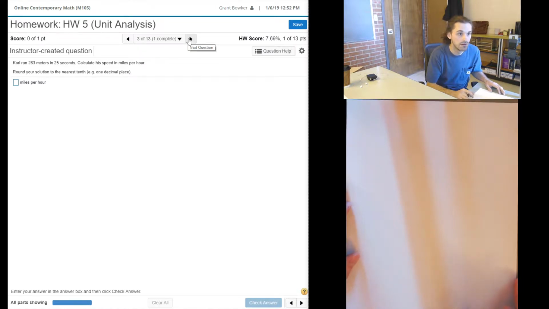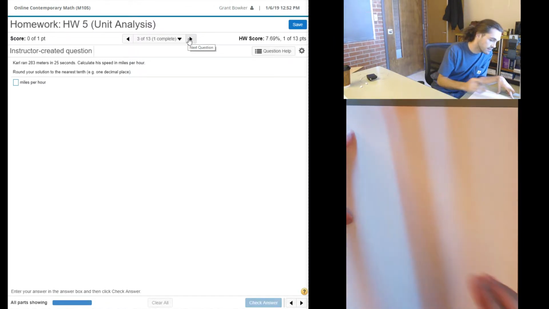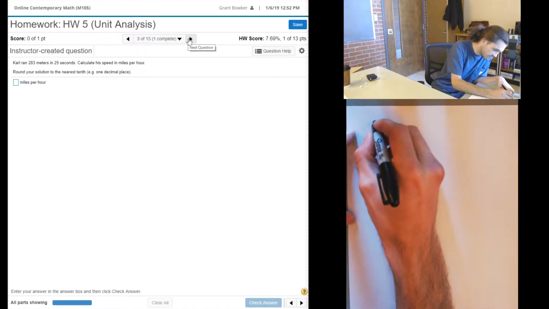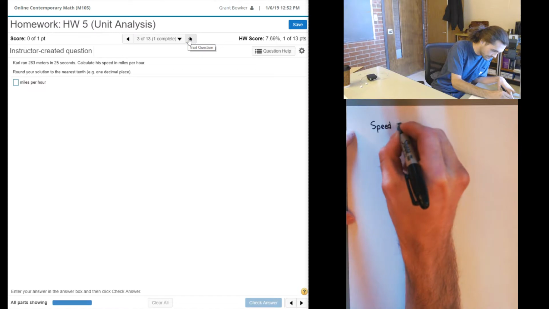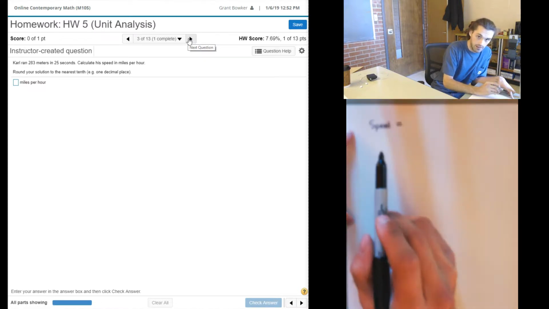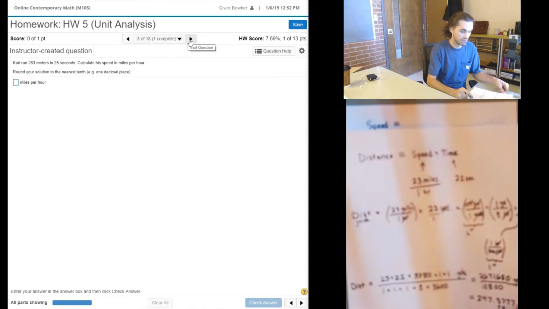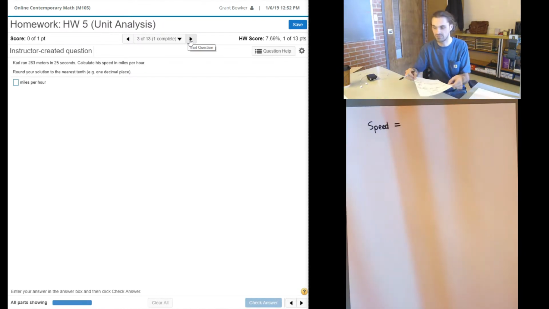So Carl ran 283 meters in 25 seconds. Calculate his speed in miles per hour. So we want to figure out a speed. So speed is, and this is what I was thinking about when I was trying to derive this relationship. If you can compartmentalize what speed is, you can navigate the rest of the equations.